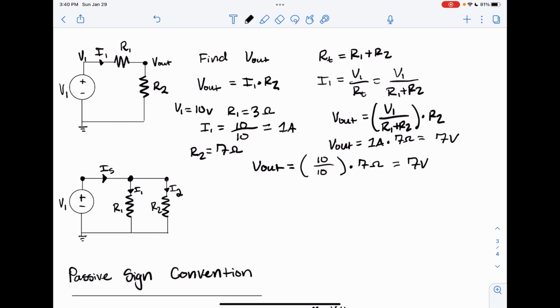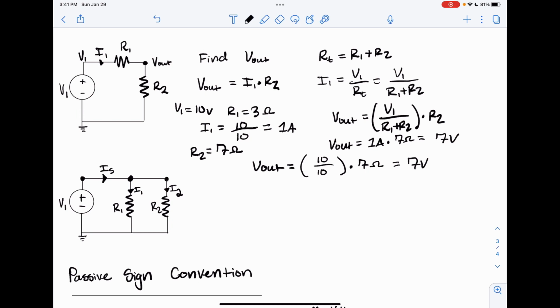Now you can define the current in any direction that you want to. I could have defined I1 in the opposite direction, going this way. The only difference when I solve the circuit is that that current is going to turn out to be negative. A negative current just means it's flowing in the opposite direction from which we predicted. We will talk about that when we get into circuit analysis in a lecture or two from now.